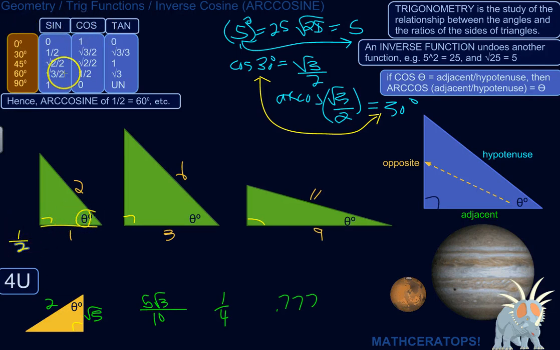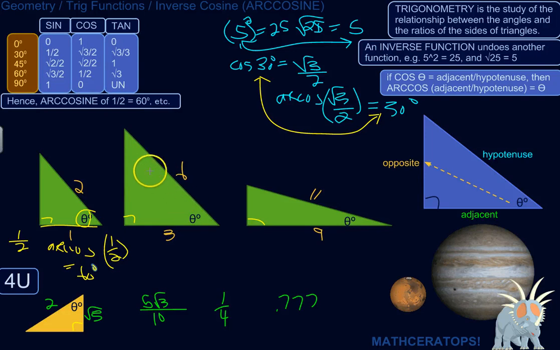So let's look at that. Here we go. Cosine 1/2. Well, what angle produces a cosine of 1/2? 60 degrees. So arccosine of 1/2 is equal to 60 degrees, because cosine of 60 degrees is equal to 1/2.